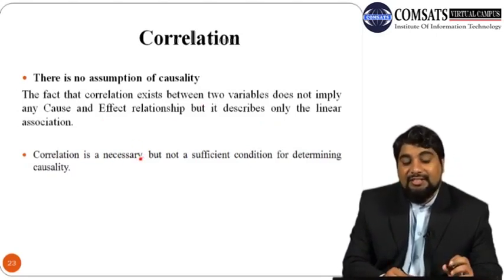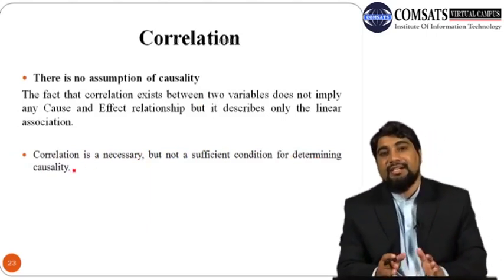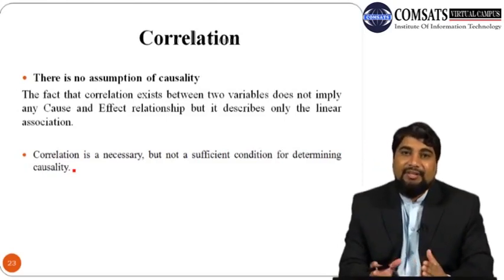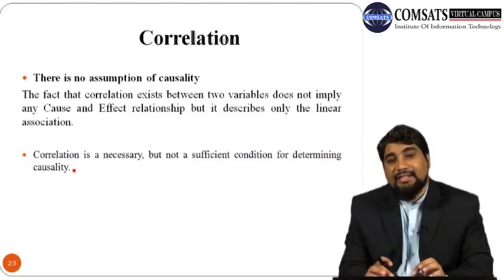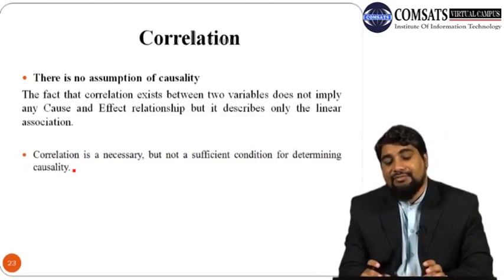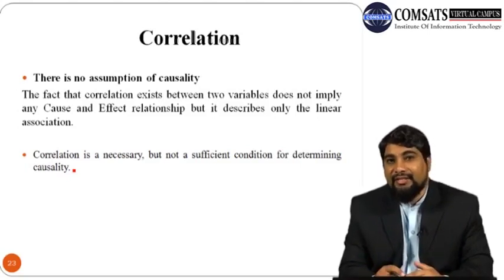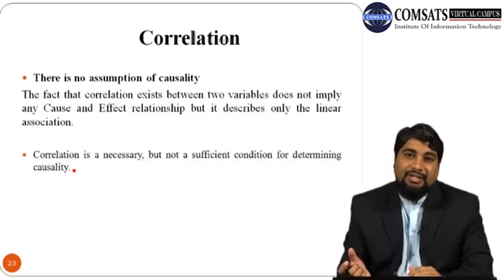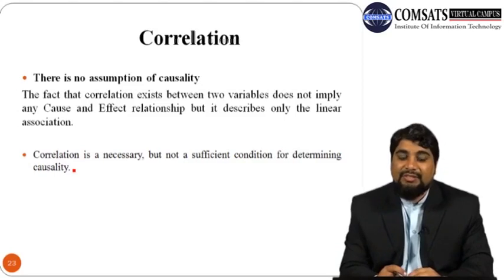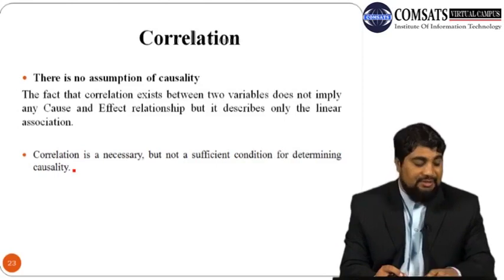So correlation is necessary but not a sufficient condition for determining causality. In order to find a causal relationship between the variables, there should be correlation, but it is not a sufficient condition. It is necessary that the two variables should be interrelated, but it is not sufficient. If one variable is actually causing the other variable, then we say that there is some causal relationship between the two variables.